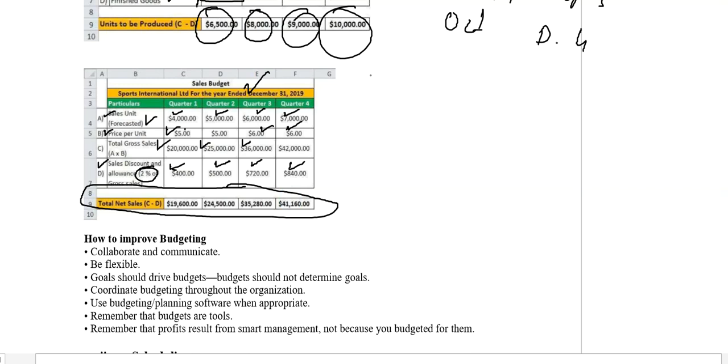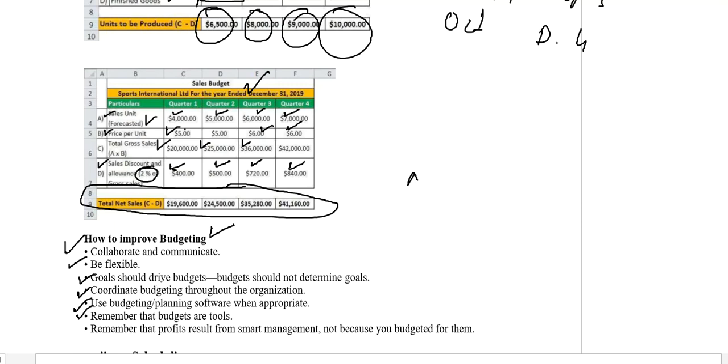So students, these were a couple of examples, 3 examples exactly, for you to understand how budgeting is done. So if we want to improve our budgeting, what should we do? First of all, we have to collaborate with others. Number 2, we have to be flexible. Number 3, we have to understand that goals should drive the budgets. Budgets should not determine the goals. Number 4, coordinate budgeting throughout the organization. Number 5, use budgeting or planning software when appropriate or when it is required.